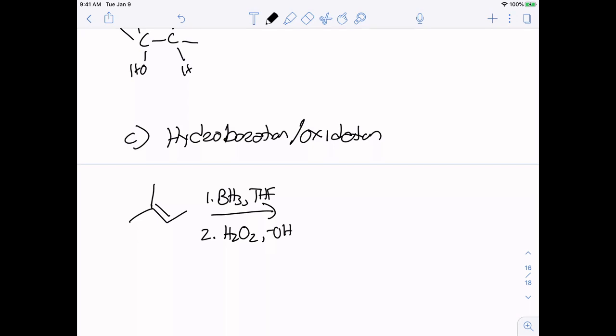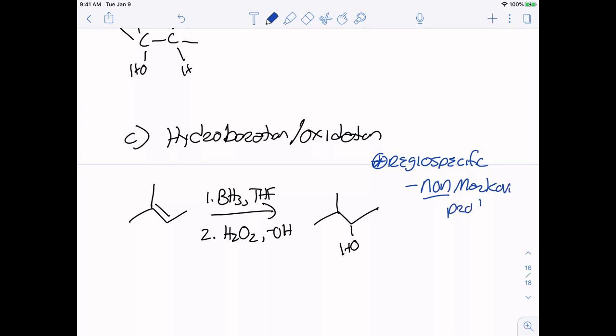And this one is actually going to give us the non-Markovnikov product. So I'm actually going to end up with the OH group on the less substituted carbon. So it is regiospecific. But we're going to get the non-Markovnikov product. So my hydroxyl group on the least substituted carbon. It is also stereospecific.